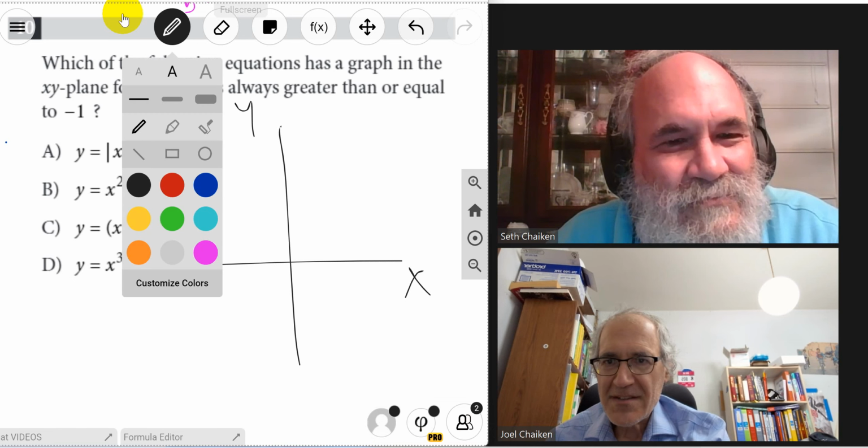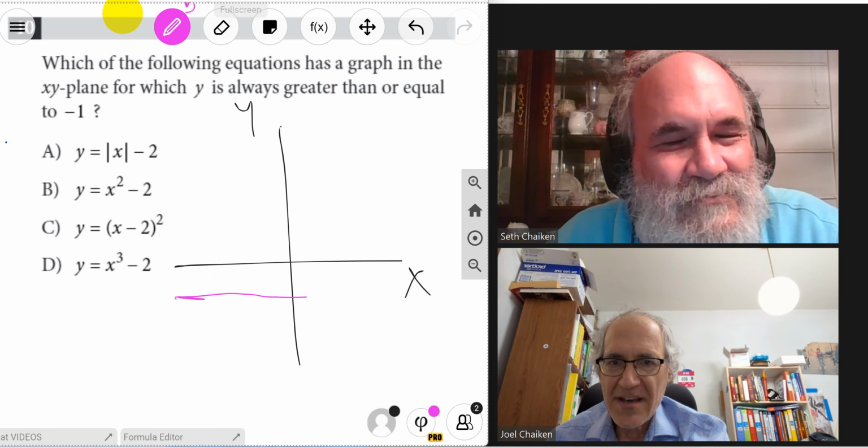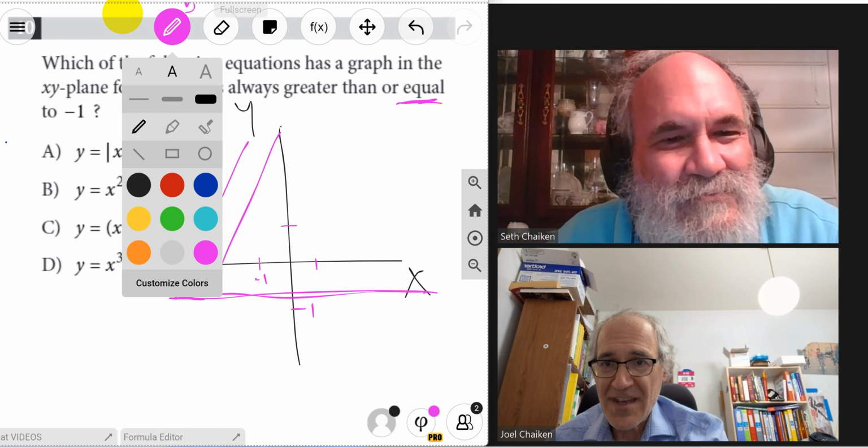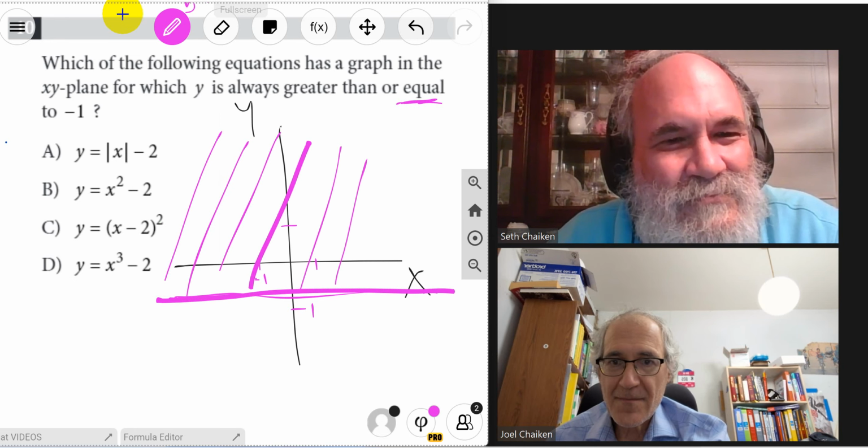That means you want a function that is above this line at -1. And since it's equal to, this is a solid line, big, thick, solid line, right? You want a graph whose function fills this space, but better yet, does not go below it. Absolutely not. It does not go below, because y is greater than or equal to -1.